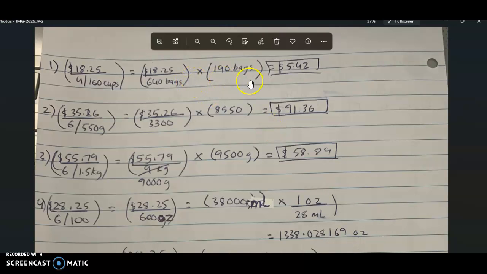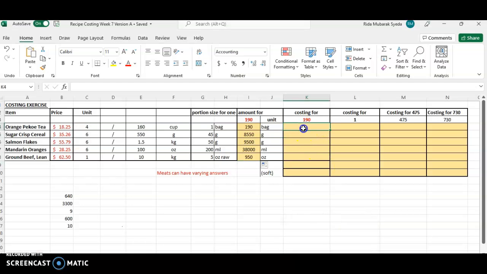And when I did that, I got 5.42 as my answer, as my price. Let's try putting it on Excel and see if that's the same thing. So brackets, price divided by units, close brackets, multiply it by the amount, close brackets, and enter, and we get 5.42 as our price for 190. Cost for that much.